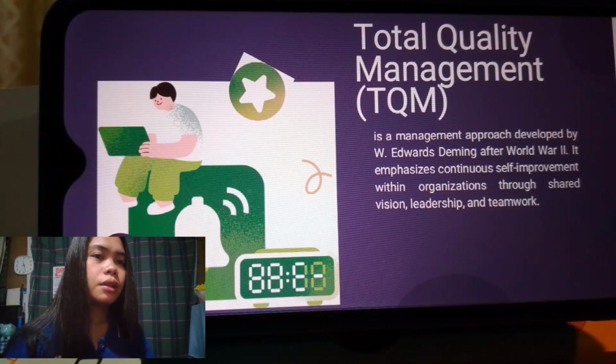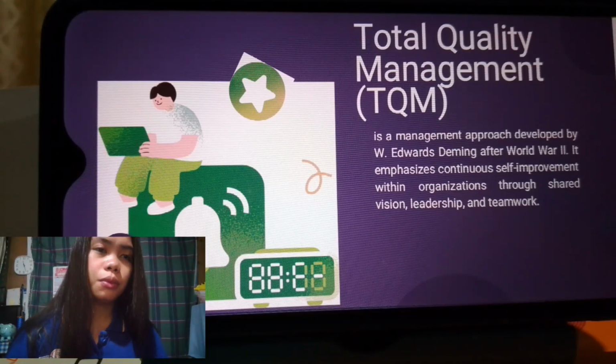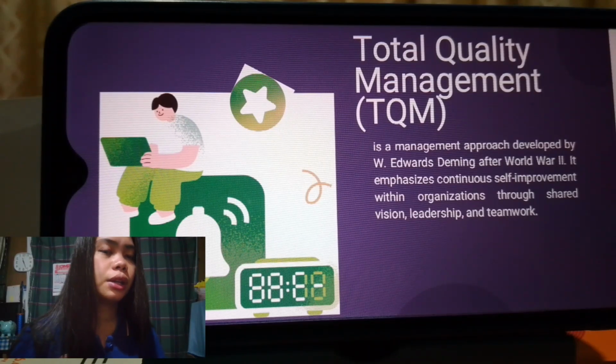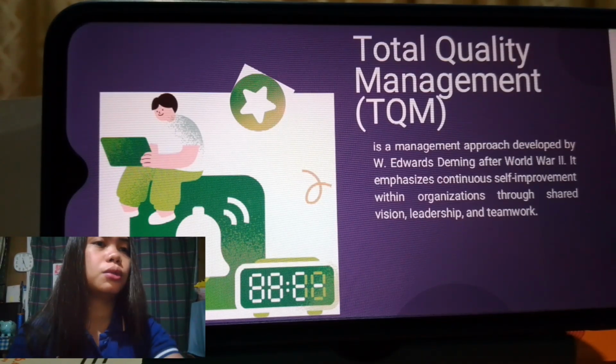Total quality management, or TQM, is a management approach developed by W. Edward Deming after World War II, emphasizing continuous self-improvement within organizations through shared vision, leadership, and teamwork. What he emphasized there was that after World War II, many people were affected and many structures were lost because of the war, so they needed to improve and plan the leadership of an organization.